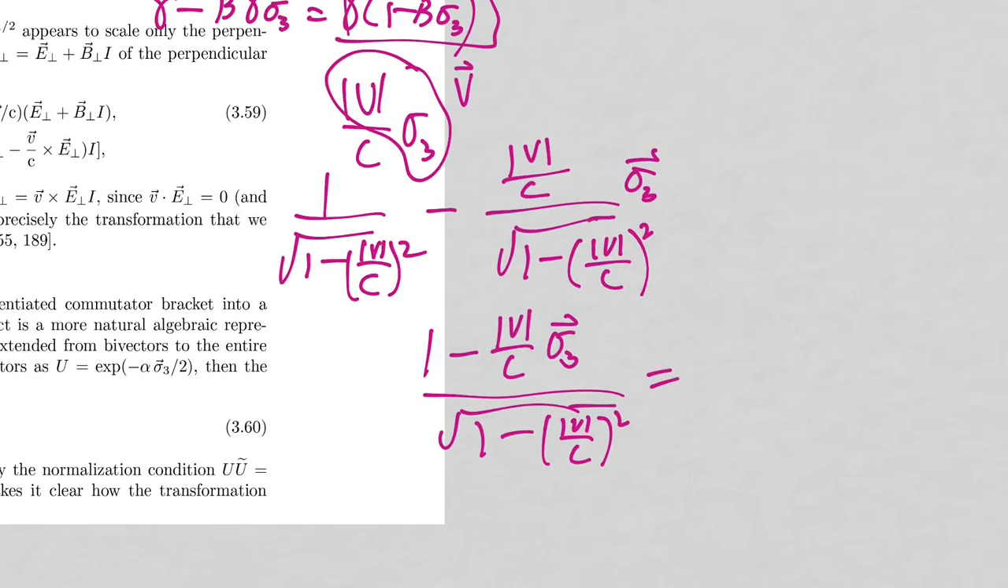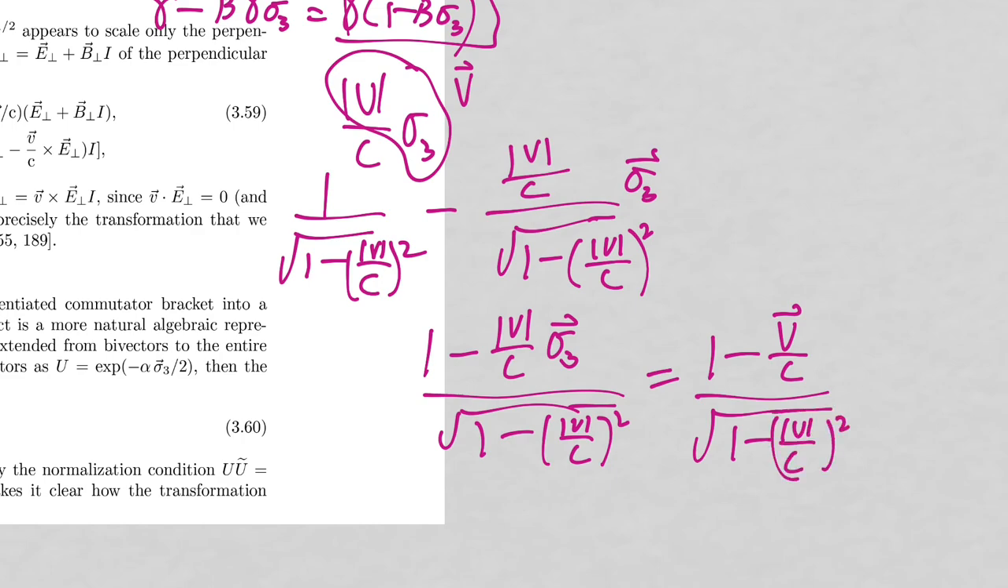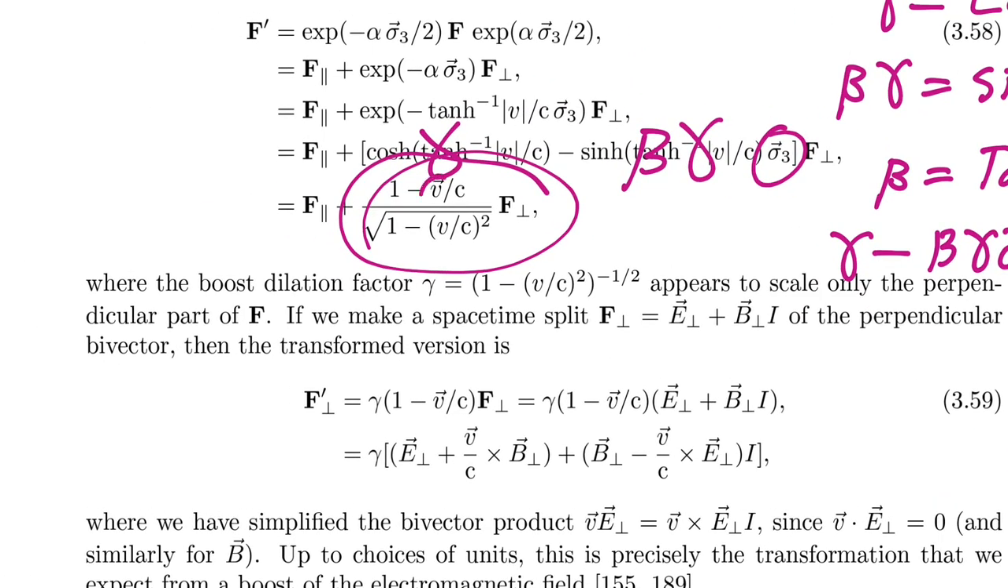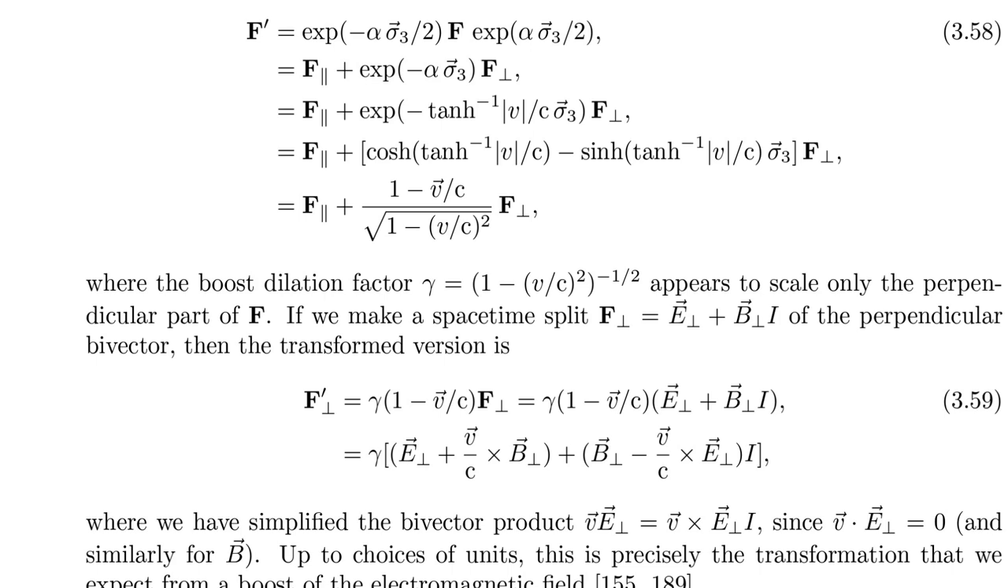And this simplifies to 1. You now combine these parts here. Oops. You combine this here to make the velocity vector, and you get 1 minus the velocity vector over C, over the square root of 1 minus the magnitude of V over C quantity squared, right? Which is exactly what they have right here. So that explains how this vector V returns into this expression, right? This vector V comes back in because this sigma 3 combines with the beta that shows up with the hyperbolic sine. Okay, so that's pretty good.